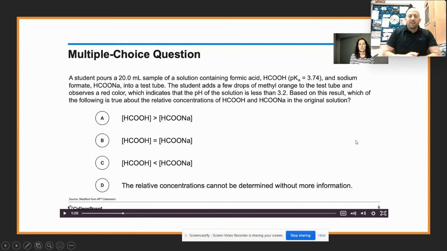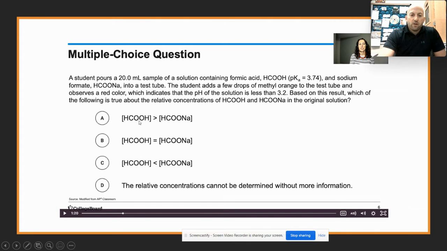So here's an example, multiple choice. A student pours a 20 milliliter sample solution containing formic acid, which has a pKa value of 3.74, and sodium formate into a test tube. The student adds a few drops of methyl orange to the test tube and observes a red color, which indicates that the pH of the solution is less than 3.2. That should always be a flag saying that it is still pretty acidic. Based on this result, which of the following is true about the relative concentrations of the acid and its conjugate, the conjugate salt here, which is combined with sodium in its original solution?